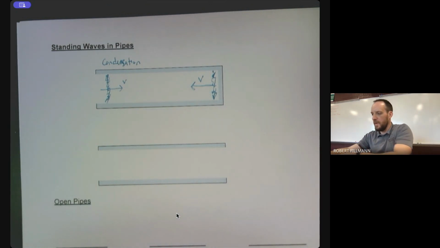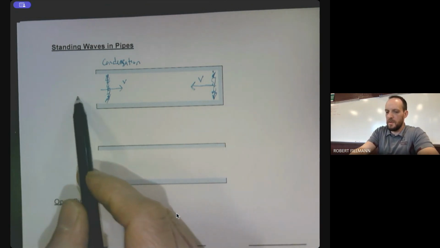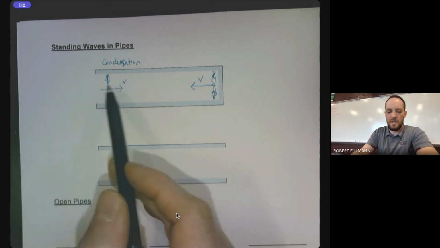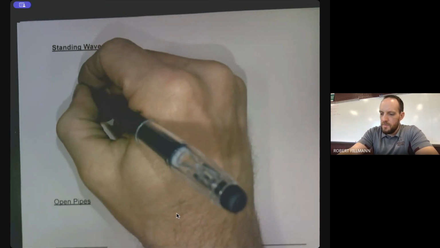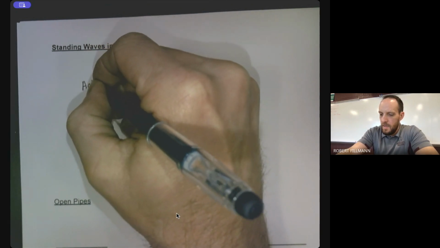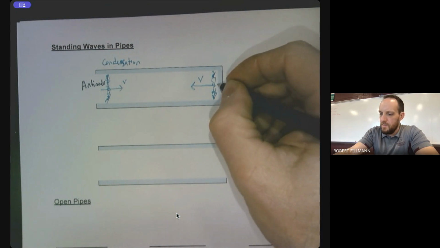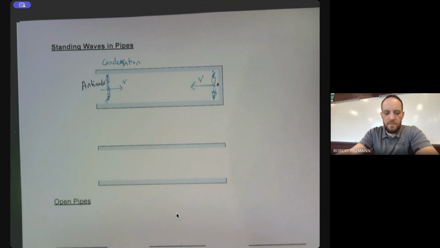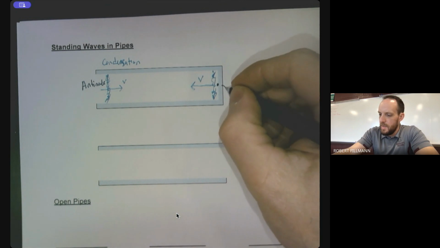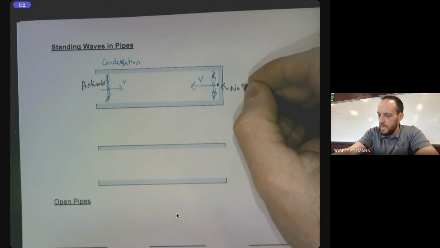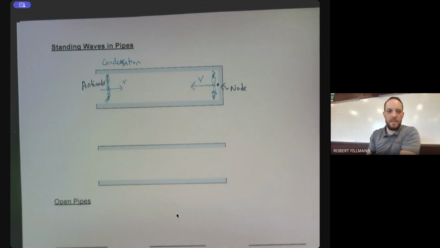The important takeaway is that air molecules at an open end are free to move. So the standing wave is going to set itself up. There will always be an antinode at the open end of a pipe. And at the closed end of a pipe, where air molecules are not free to vibrate back and forth, you will have a node. We'll have the antinode-node pattern. So that's air in the body of a guitar.